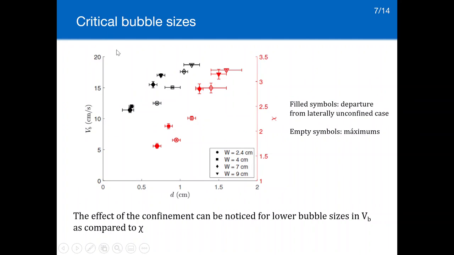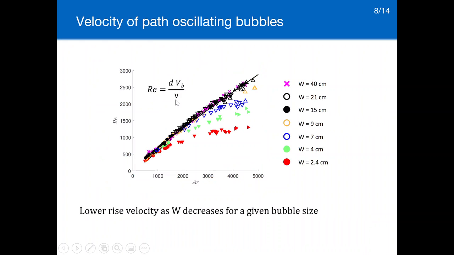So here we show these critical bubble sizes. The black ones are for the velocity and the red ones for the shape. The filled symbols represent the diameter and the value of chi or the velocity when the bubbles depart from the non-confined case, and we can see that for every confinement the value is smaller for the velocity. So the departure in the velocity can be seen earlier as compared to the shape.